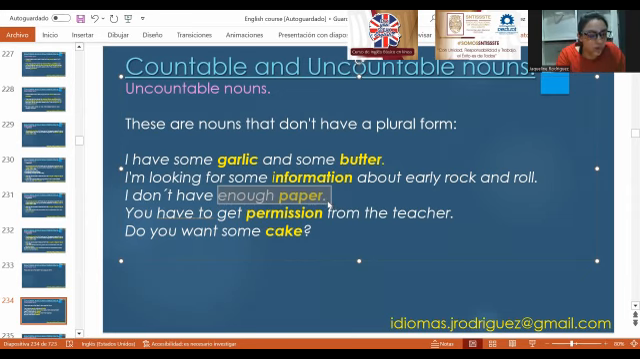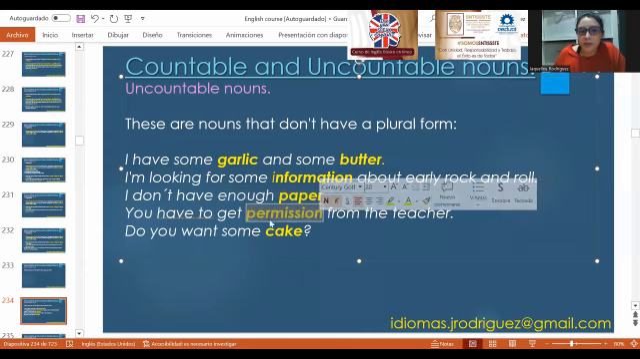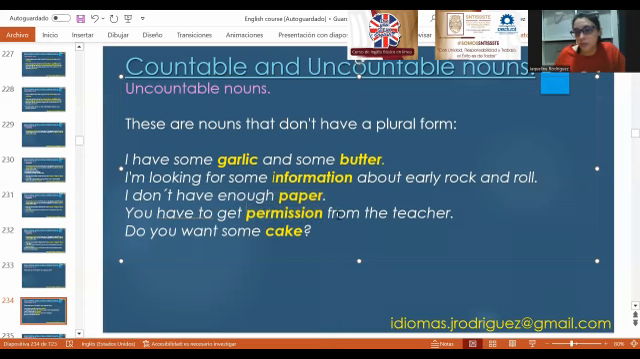Then, oh no, you have to get permission from the teacher. You have to get permission from the teacher. Tienes que tener permiso del maestro o debes de obtener la autorización del maestro, ¿no? You have to get permission. We cannot talk about two permissions, three permissions. Not possible. Just it's permission and it's an uncountable noun. Or do you want some cake? Do you want some cake? Okay. ¿Quieres algo de pastel? ¿Quieres un poco de pastel?